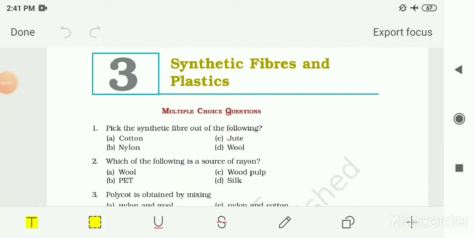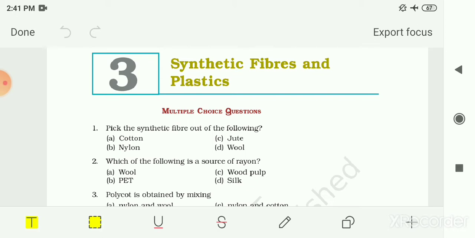Hello students, in this video we are going to study the exemplar book solution for chapter 3. The chapter name is Synthetic Fibers and Plastics, class 8, subject science, NCERT. So before starting this solution, let me recall what we had learned from this chapter.